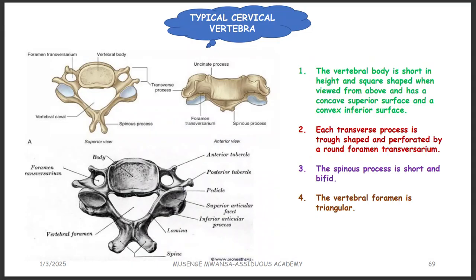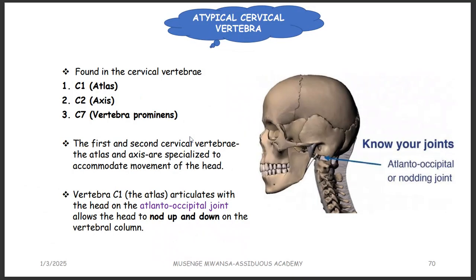A typical cervical vertebrae, how does it look? So the vertebral body is going to be short in height and square shaped. When you view it from the top, you can see it is longer on the sides, so it's square shaped. Each transverse process is going to have what we call the foramen transversarum or the transverse foramen. Can you see there? This is the cervical region. And then the spinous process is short and bifid. It has got two parts. The vertebral foramen is triangular.